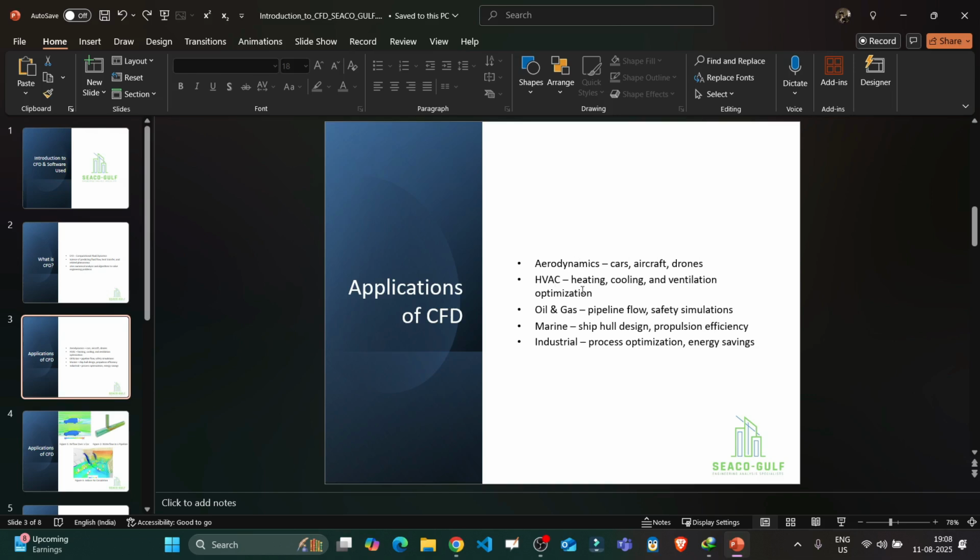Next is HVAC. For heating, cooling, and ventilation optimization, we use CFD. Next is oil and gas, for pipeline flow and safety simulations. Marine, where it is used for ship hull design and propulsion efficiency. In industrial, it is used for process optimization and energy savings.